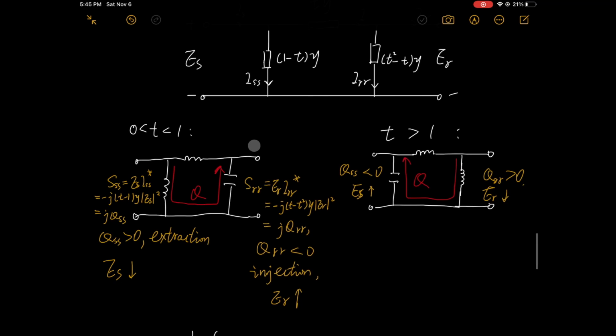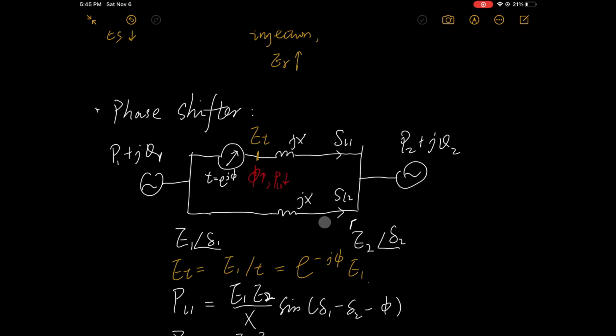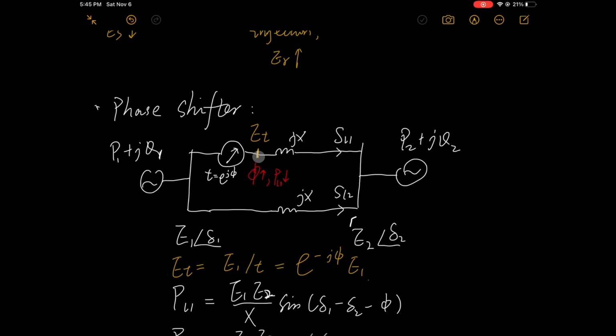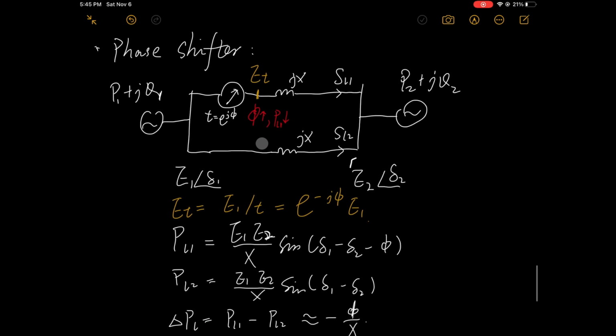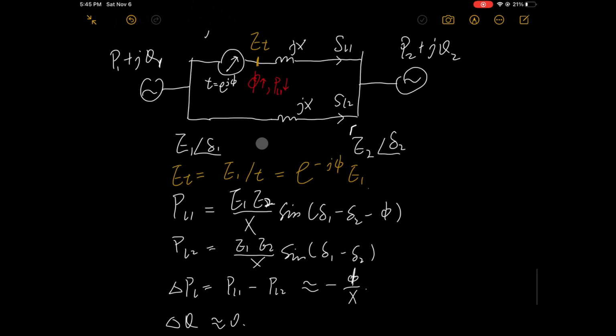A phase shifter works like this. There are two same parallel lines and they share the active power flow. If we insert a phase shifter in this line to increase the voltage angle here, then the angle difference across this line is reduced and the reactive power transferred by this line is reduced. We can assume a voltage at this point and do the calculation.